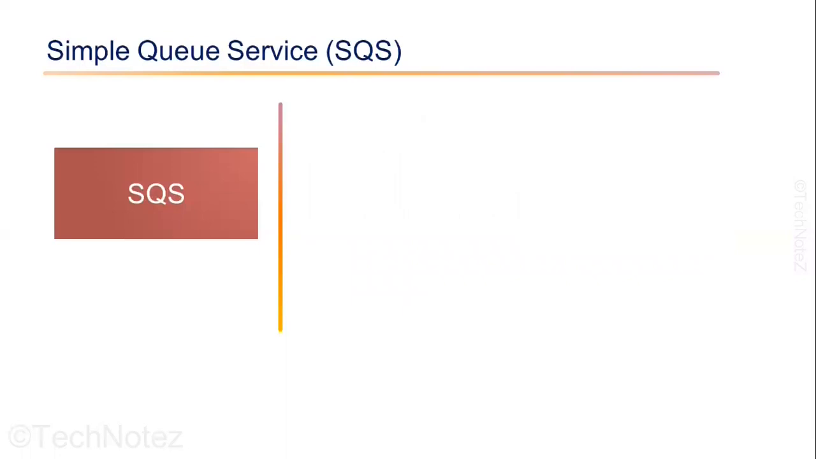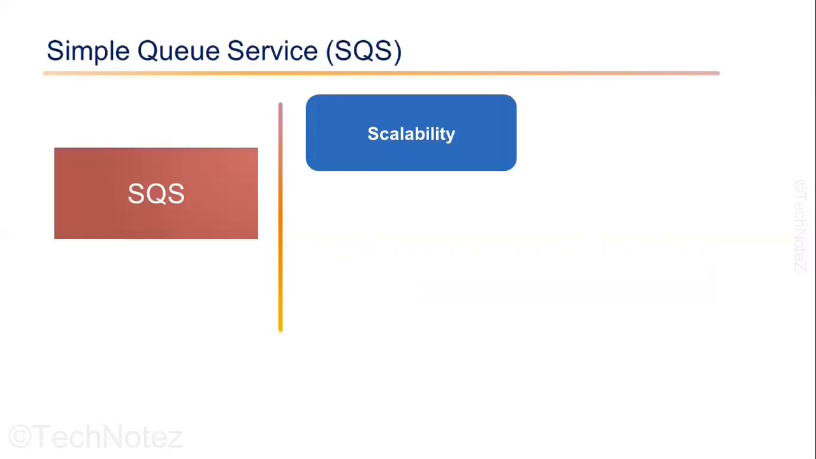Amazon SQS is a fully managed message queue service that enables the decoupling and scalability of distributed applications. Here are some of the key benefits of using Amazon SQS. Scalability. Amazon SQS is a fully managed service, which means it automatically scales to handle an unlimited number of messages and message queues. You don't need to worry about capacity planning or scaling the infrastructure as the application grows.